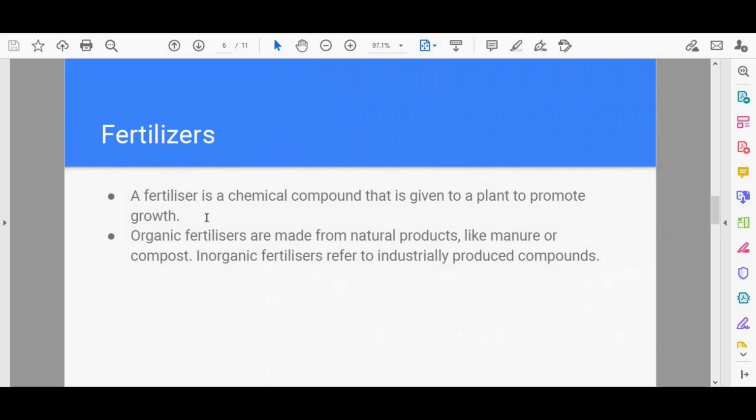Now we're going to dive straight into fertilizers and discuss fertilizers a little more concentratedly. A fertilizer is a chemical compound, number one, that is given to a plant to promote the growth of the plant or crop. Organic fertilizers are made of natural products such as manure or compost. Inorganic fertilizers refer to industrially produced compounds, compounds that are produced in factories, so they are synthetic, not as natural. But if you use manure, of course, or compost, sorry, a fly flew in my face, that will act as a natural fertilizer, because of course there are valuable nutrients in manure of animals such as cows, horses, or any other manure of mammals, etc.